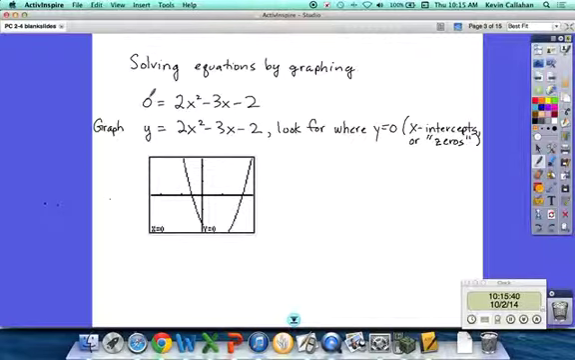And where does y equal 0? On the graph, on the x-axis. So you look for where it crosses. Those are your answers. For this parabola, it's quadratic, we expect two answers, and we can see them both on the graph. They're both real numbers.